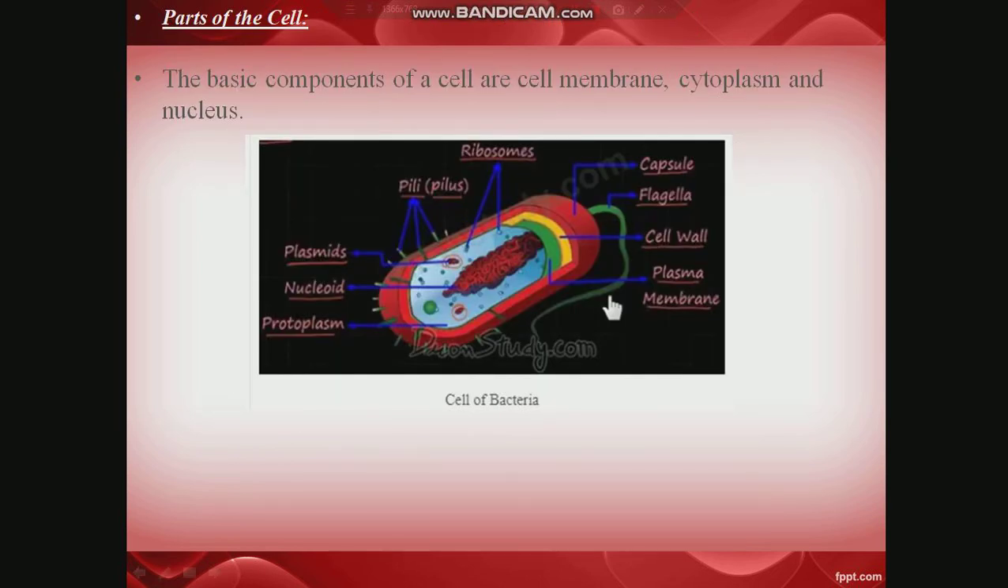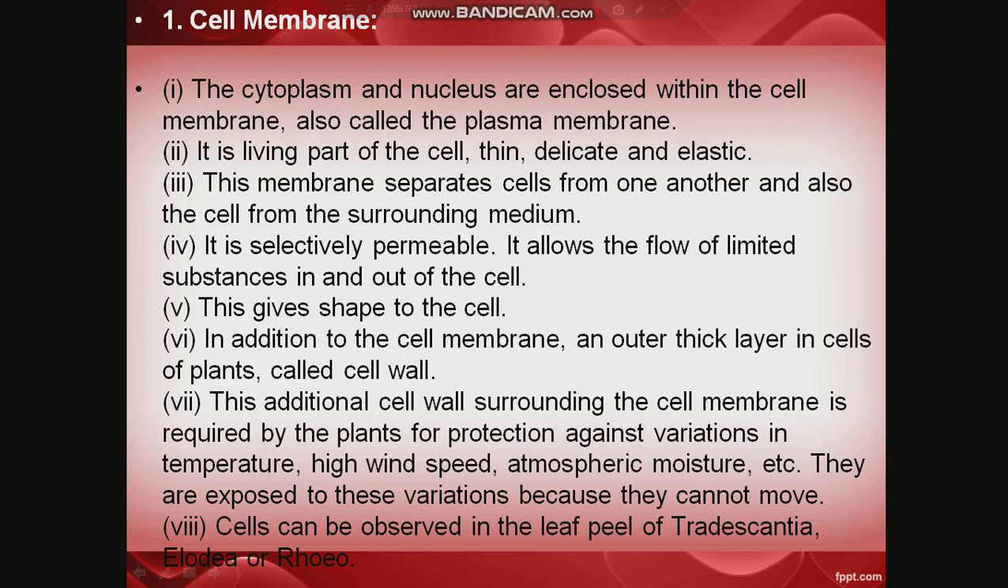Now let us get into the actual and the most interesting and crucial part of the lesson, which is parts of the cell. The basic components of all the cells are cell membrane, cytoplasm and nucleus. These three are the basic, and apart from that we do have several other important components like ribosome, plasmids, nucleoid, protoplasm, plasma membrane, flagella, capsules, etc. And this is in the case of a bacterial cell. Now first let us discuss cell membrane.